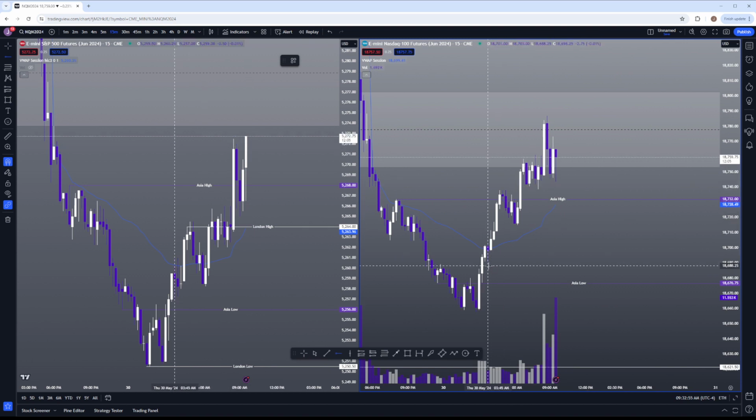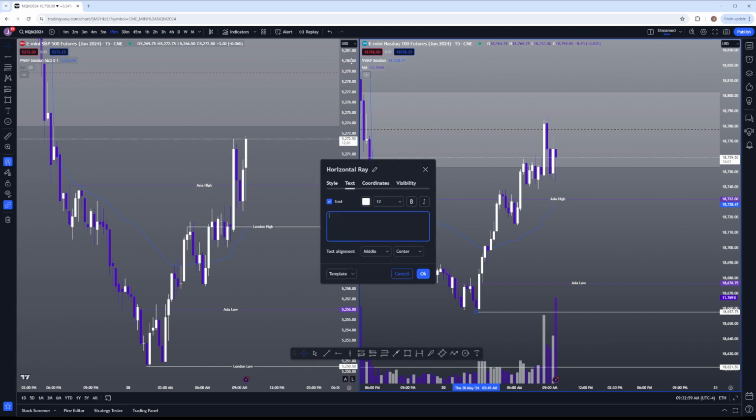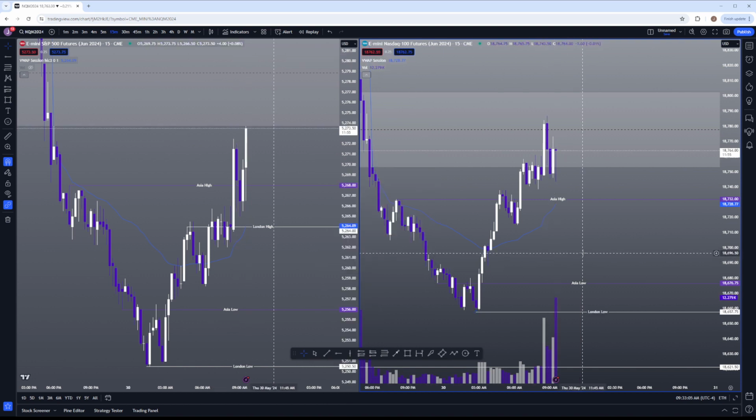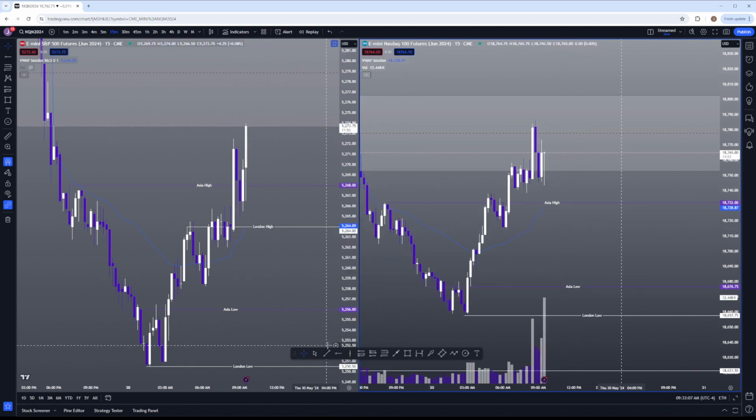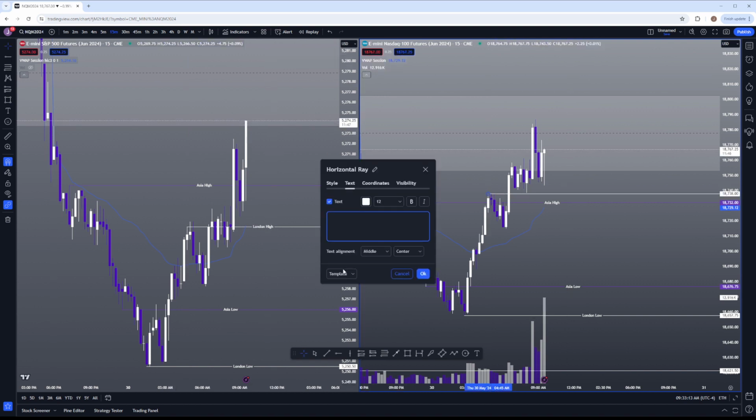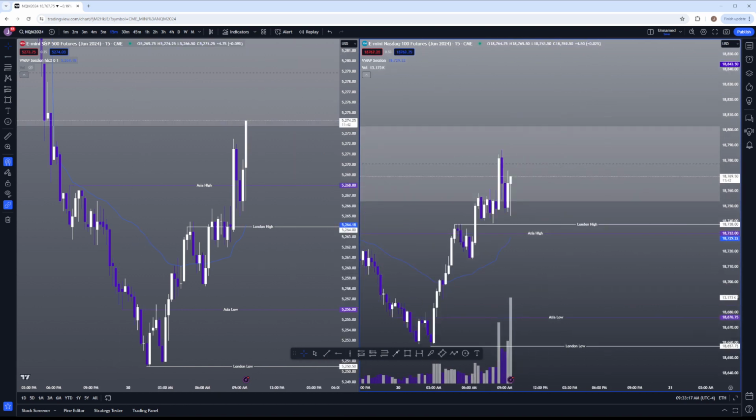Okay, so let's look for our London high, London low. London low is down here all the way at 2:45 a.m. Okay, I have not swept that London low. Then we got London high up here at 4:45 a.m. that we have swept. We've taken out London high now.